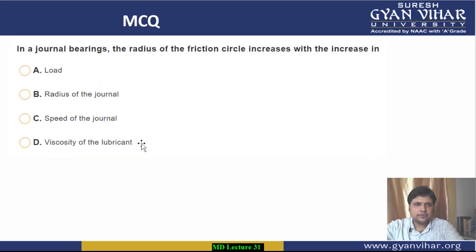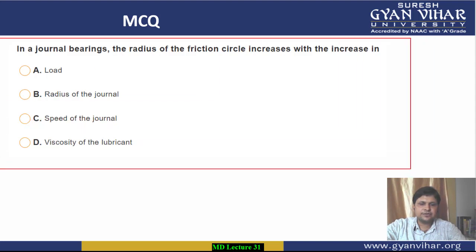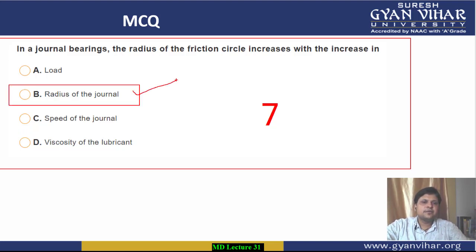Coming into multiple choice question number 7. In a journal bearing, the radius of friction circle increases with the increase in... I have seen that it is equal to F into R. So either the coefficient of friction or the radius of the journal. Here in the option it is B. We all know that radius of friction circle is equal to F into R. So B is the correct option.